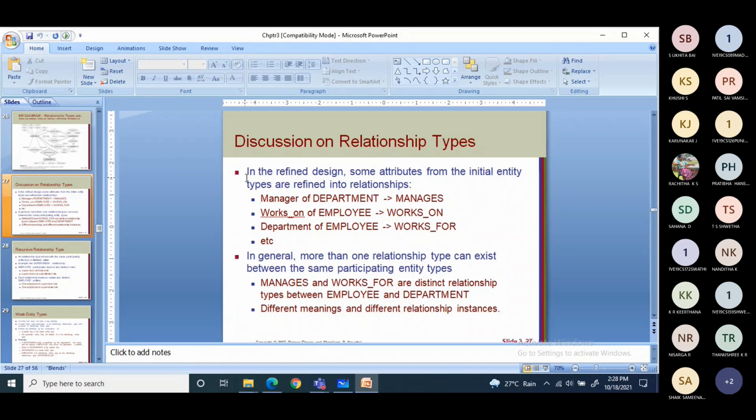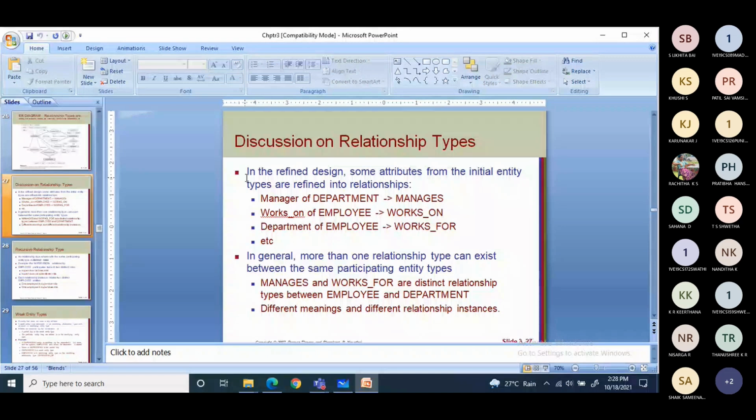In general, more than one relationship type can exist between the same participating entity types. Sometimes more than one relationship type, for example, manages and works for. Like manager manages department, and manager works for department, or manager works on project. Okay, these are the different relationship types. More than one relationship type may exist between two entities.